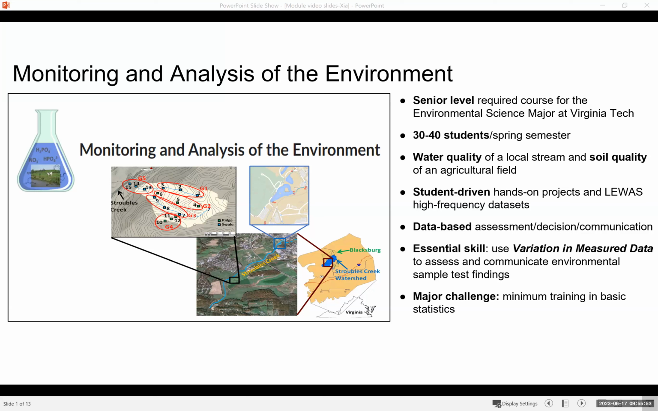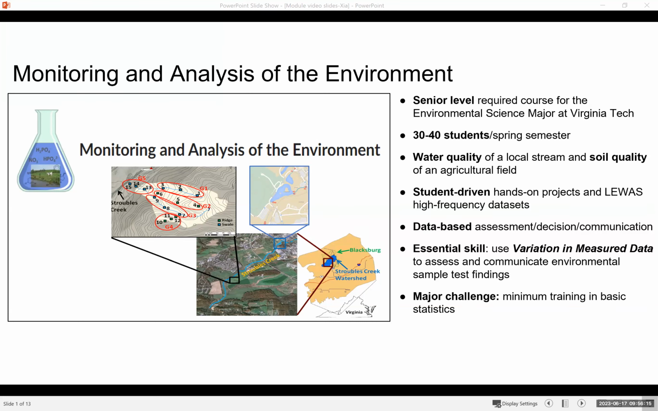The class is taught in the spring semester every year with consistently 30 to 40 students. The students are taught on how to conduct water quality monitoring and soil quality monitoring. We use a local stream and a nearby agricultural field as our outdoor laboratory.